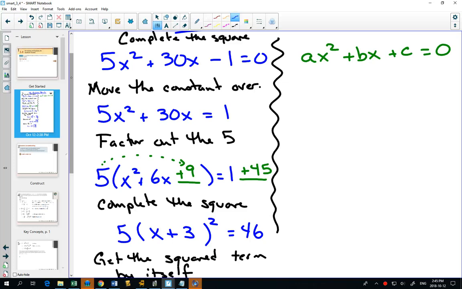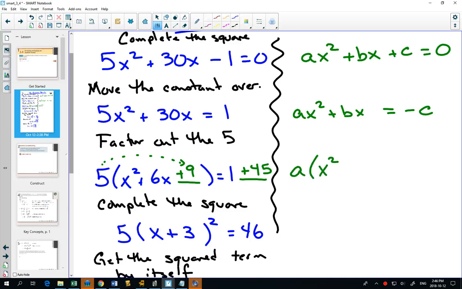So how do we complete the square? Well, the first thing we did was move the constant over. Let's do the same thing over here. Which is my constant term? That's my c, so I'd subtract c on both sides. Factor out the 5. So what do I have to factor out? I have to factor out an a.